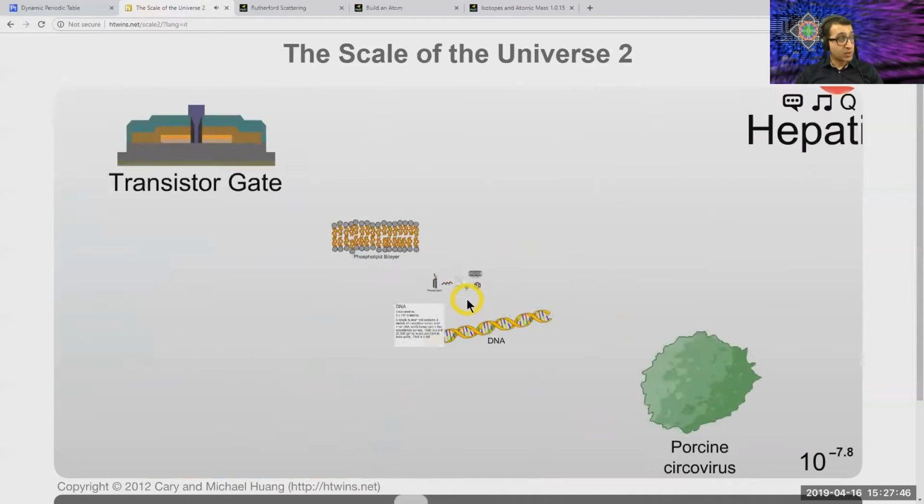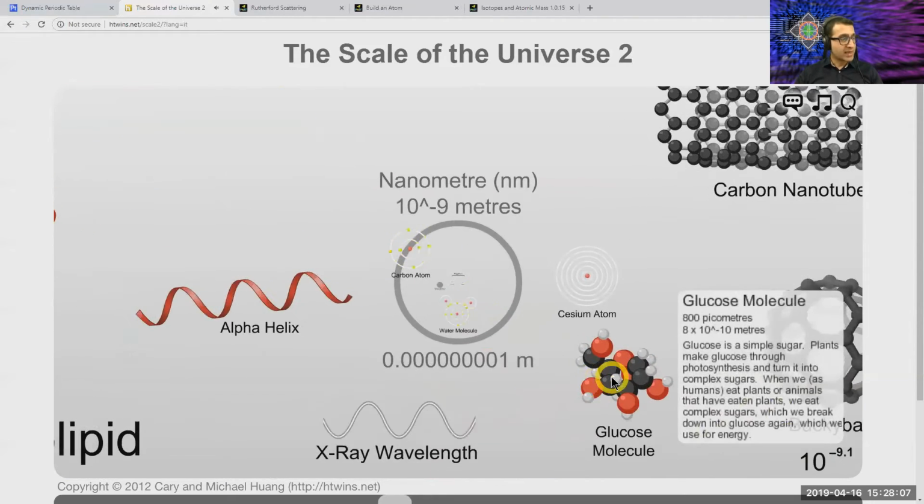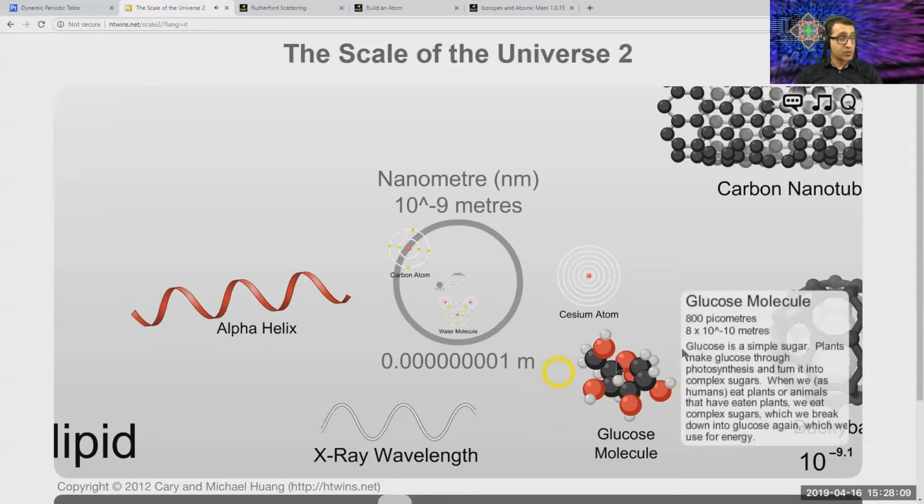If we get even smaller, go even smaller scale, a DNA molecule is 3 nanometers wide. So that gives you 3 billionths of a meter. It's very small indeed, but we're still not down to the scale of even simple molecules like water and things like that. This is a very large molecule. So let's get a bit smaller then. So now we get to a glucose molecule. So a glucose molecule is 800 picometers, 8 times 10 to the power minus 10 meters.